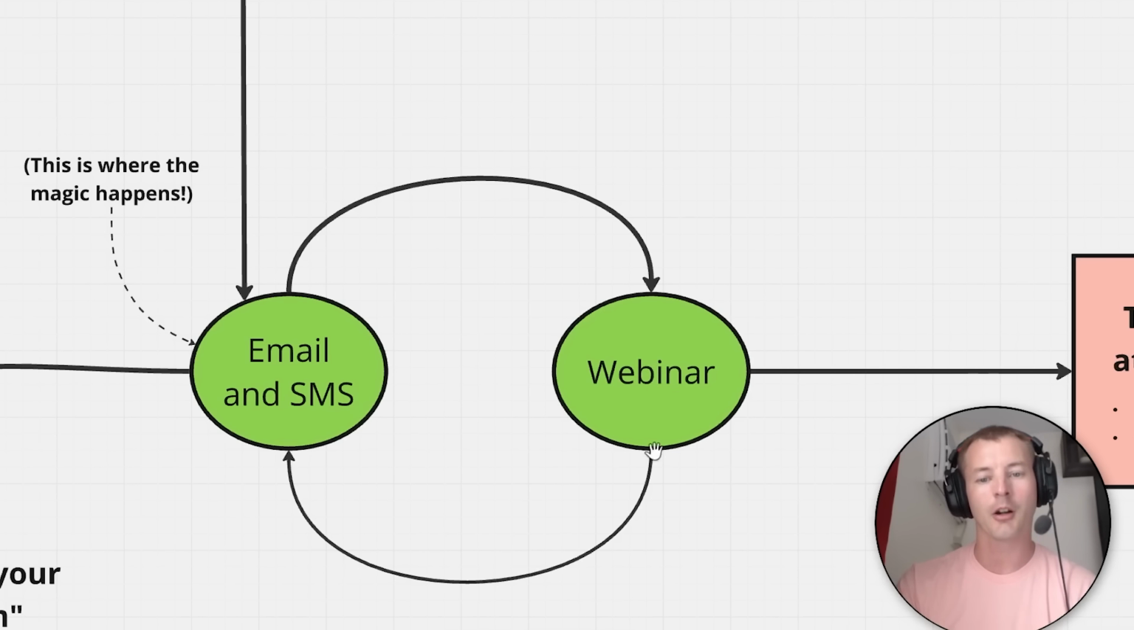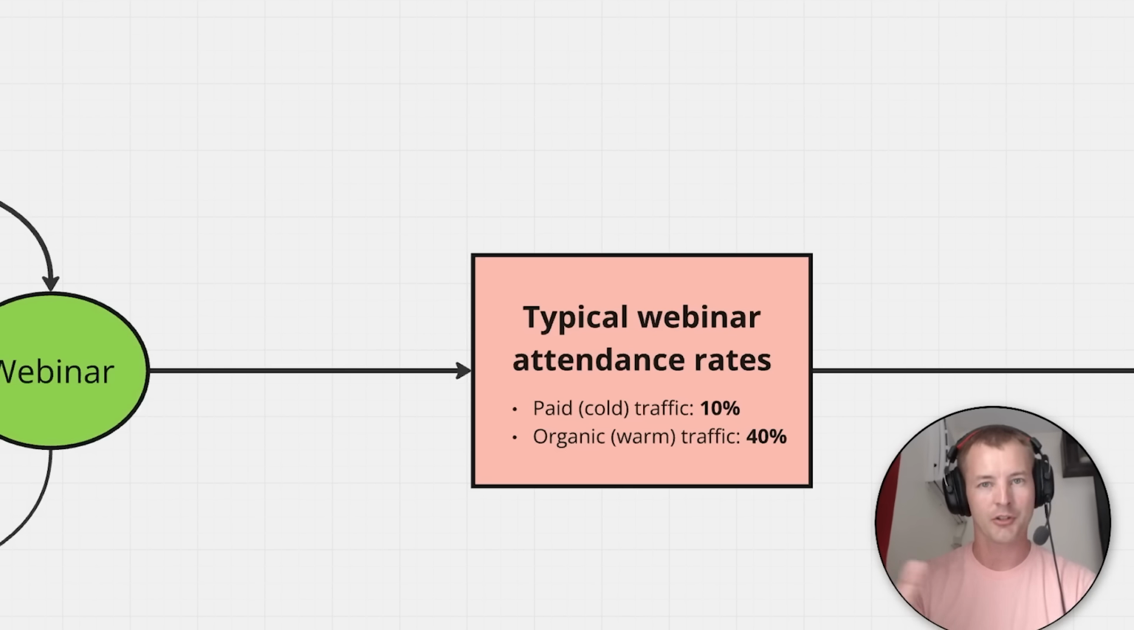Let's get into attendance rates, right? Typically, webinar attendance rates look something like this. For paid, cold traffic, just a typical average across all industries, you're probably going to get about a 10% attendance rate, assuming you're just doing the bare minimum, right?